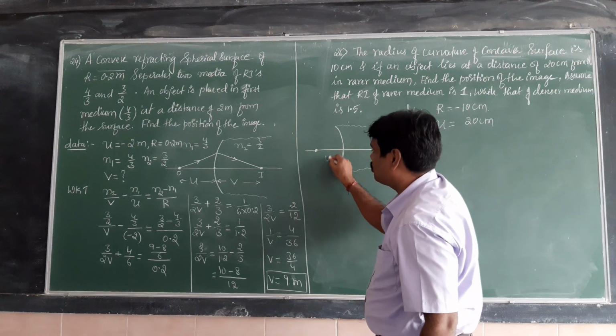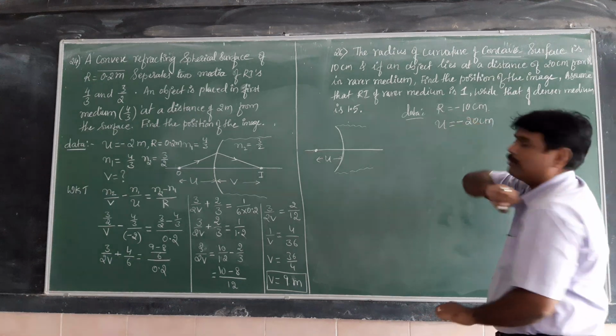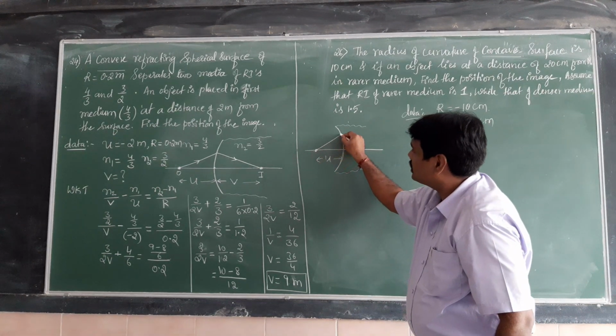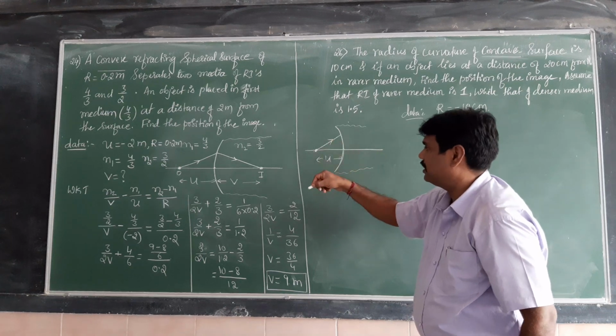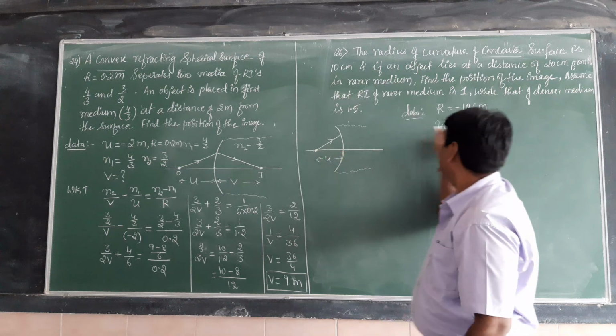From here to here is object distance. Object distance u is equal to 20. Again, 20 is minus because the incident ray is taken from object to the surface. This is the direction of incident ray. We are measuring against the direction of incident ray. That's why it is minus.